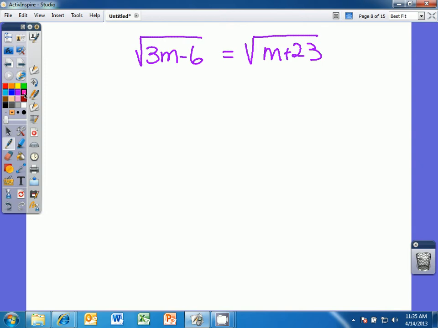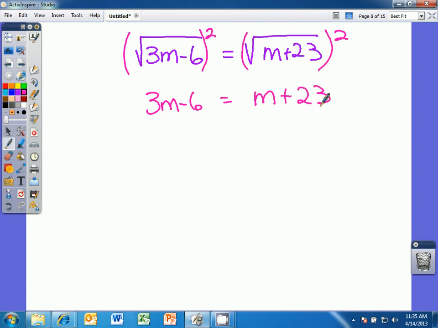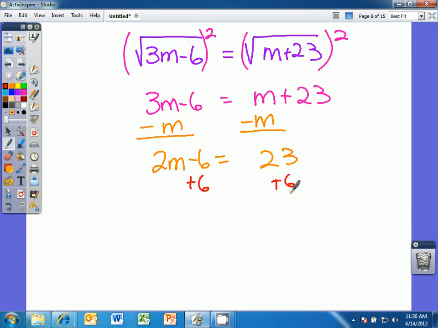So right now, first step is let's get rid of those radical signs. So we're going to square both sides of the equation. That leaves me simply with the radicand. I'm going to then move all the variables to the left-hand side. So I'm going to take away an m from both sides. 3m minus m is 2m. And now I'm going to move all constants to the right-hand side. So I'm going to add 6 to both sides. And I get 2m is equal to 20.